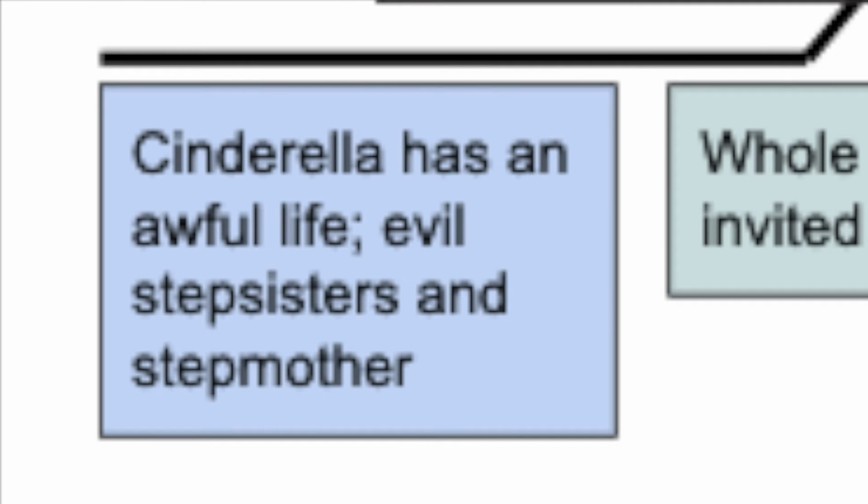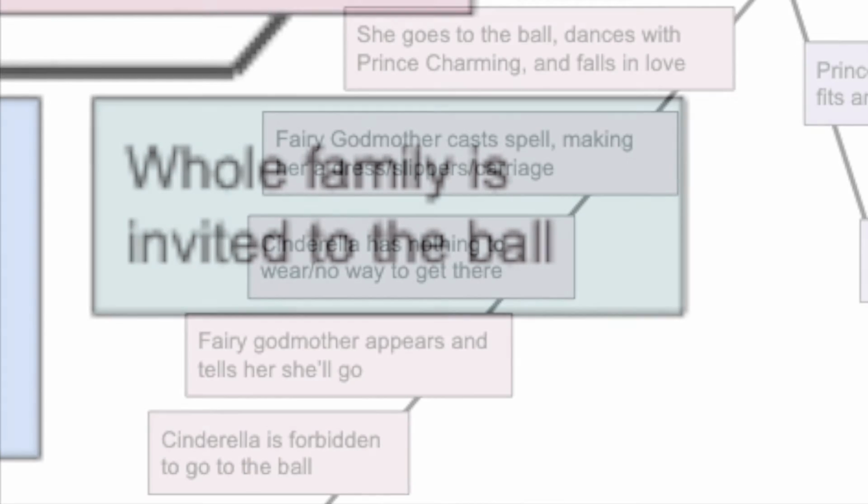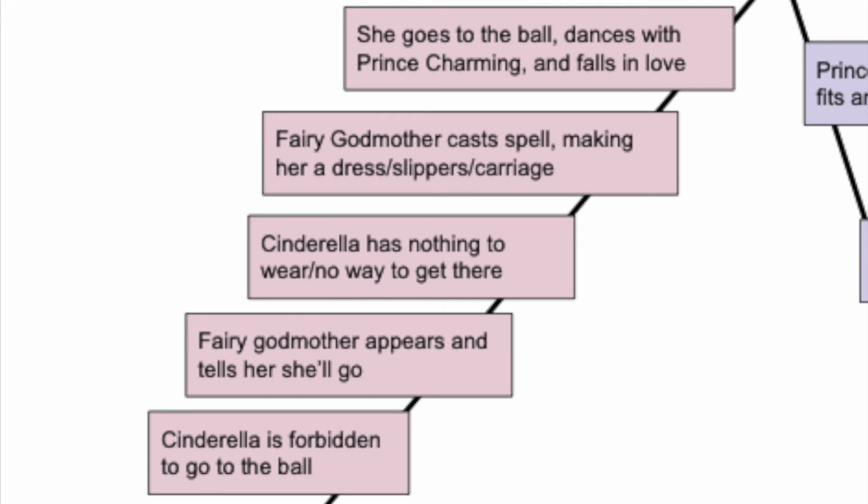When it comes to the exposition, we learn that Cinderella has an awful life. She lives with her evil stepsisters and her evil stepmother, and they treat her absolutely horribly. Then comes the conflict, and although when you think of conflict you might think of bad, this is actually a good conflict. It's just the first piece of action, when the whole family gets the invitation to go to the ball. Then comes the rising action section.